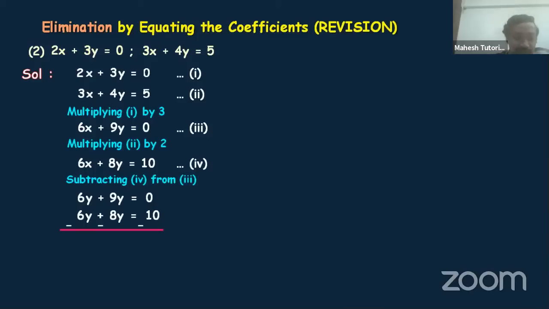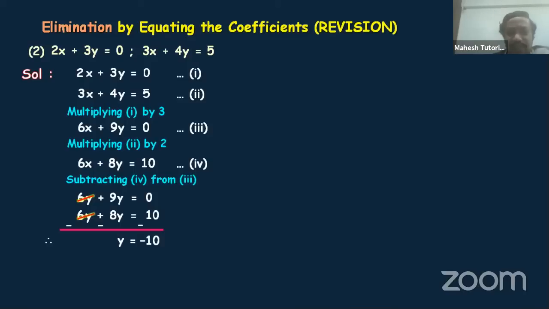Okay, now tell me students, plus 6y and minus 6y will get cancelled. Now see, the sign of 9y is plus, the sign of 8y is minus. So now tell me students, what to do with plus minus? Minus. So 9 minus 8 will give me how much? 1. So it is nothing but 1y, or we can say just y. Keeping equal to sign as it is. 0 minus 10. 0 minus 10 will give me minus 10. So we have got the value of one alphabet, one variable, that is y is equal to minus 10.